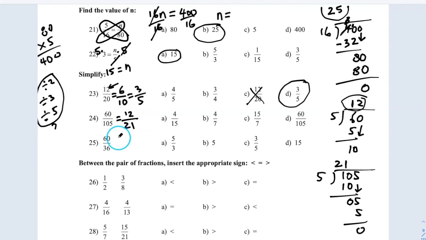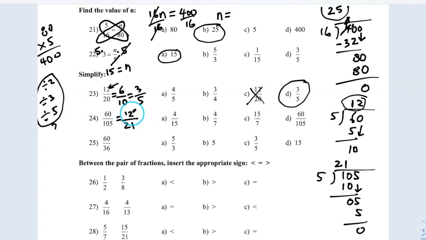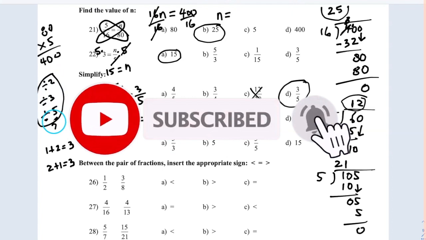No. What about 3? So how do I know if a number is divisible by 3? A number is divisible by 3 if you add the digits. 1 plus 2 is 3. And can I divide 3 by 3? Yes. Look at the bottom. 2 plus 1 is 3. Can I divide 3 by 3? Yes. Therefore, the 12 is divisible by 3. 12 divided by 3 and 21 divided by 3. So right there, I show you basic rules about 2, 3, and 5.